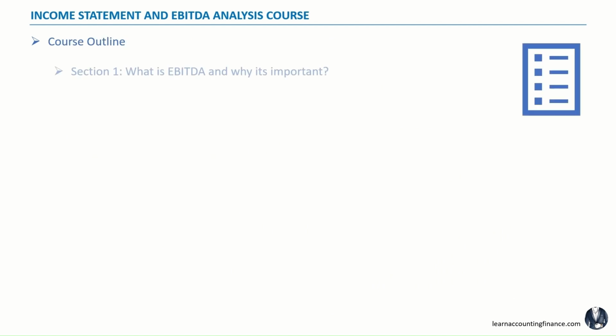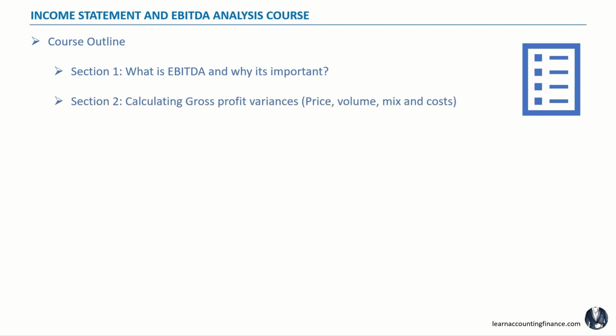Here is the course outline. The first section is a brief discussion on what EBITDA is and why it is important. Second section, get right into calculating gross profit variances. The gross profit variances cannot be performed without price, volume, mix, and costs, and I know many individuals struggle with this. In this section, I explain clearly how to make those calculations.